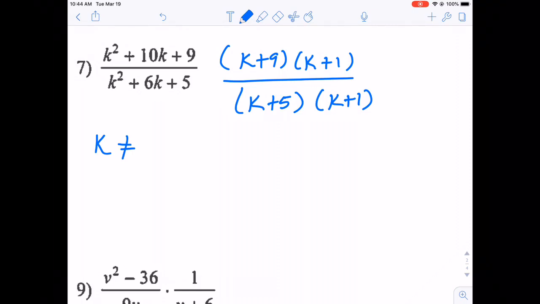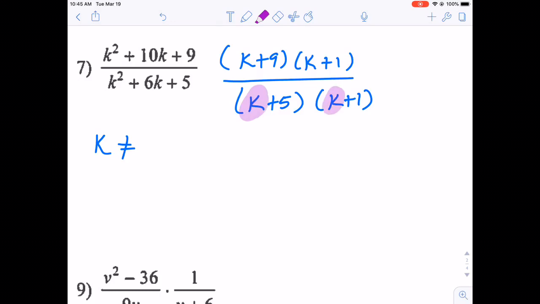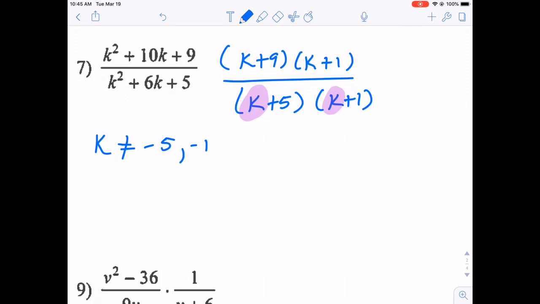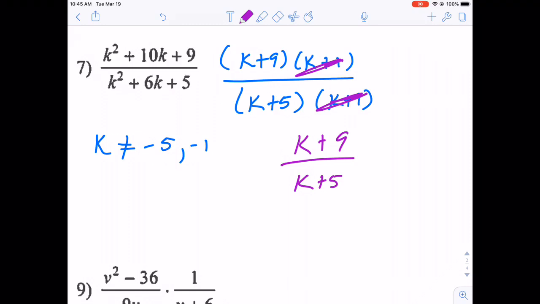List your restrictions. Those come from the denominator, so everything k cannot equal. Anytime you see a variable in the denominator, that creates a restriction. So I have two restrictions. That means k cannot be negative 5 and k cannot be negative 1. All right, let's start canceling. The k plus 1's cancel. So this simplifies into k plus 9 over k plus 5. So this is simplifying, okay? Now we're going to multiply.